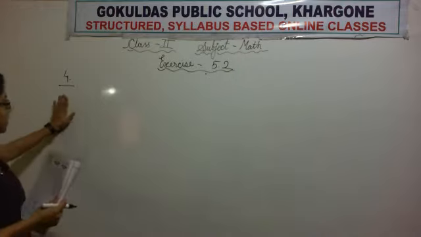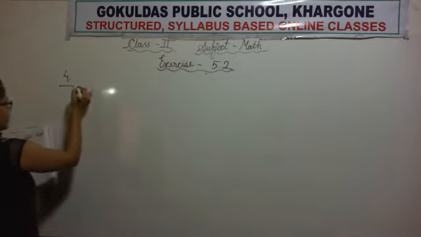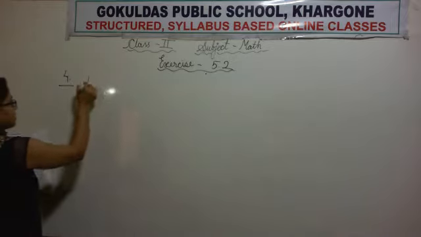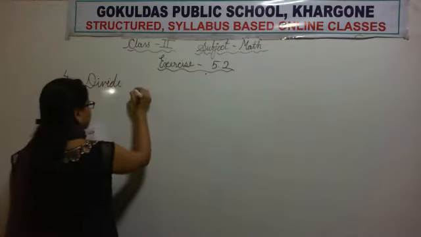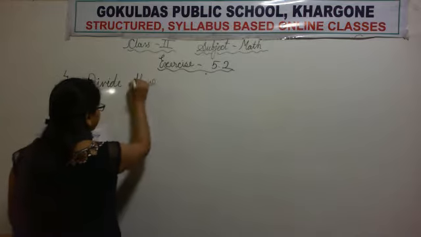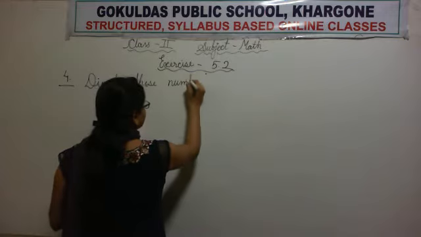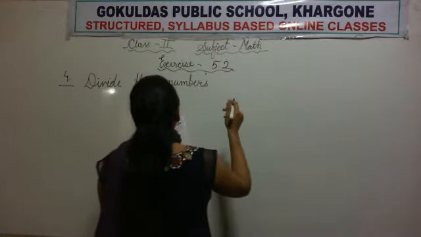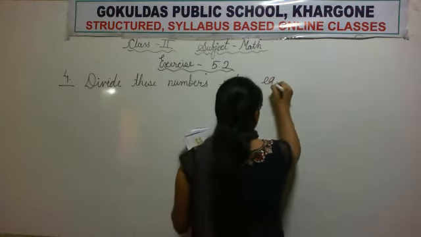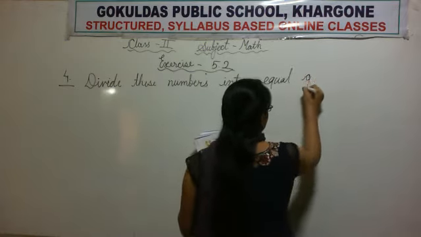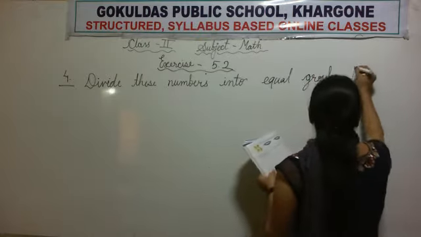First of all, question number 4 you need to write down in the copy. So let's write the question first. Divide these numbers into equal groups by repeated subtraction.